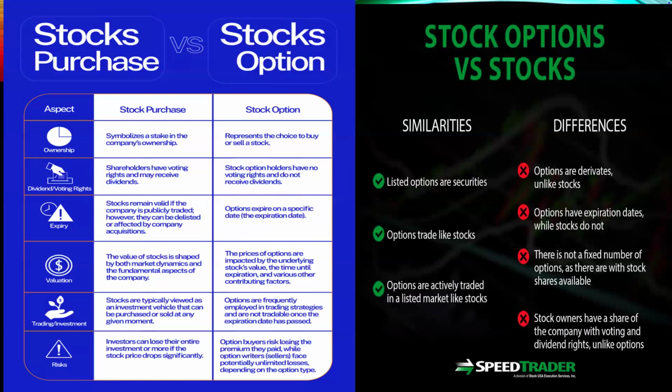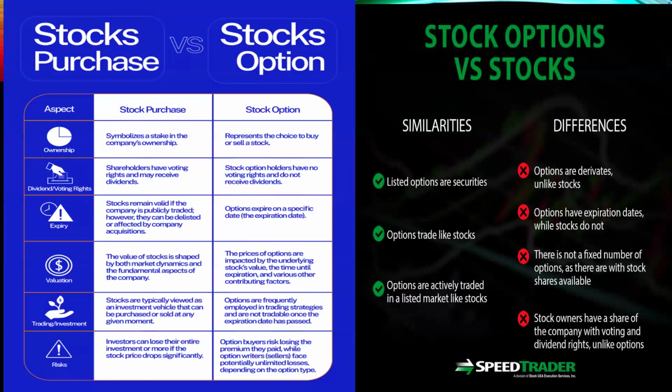The stock option valuation means the way the money of the stock option moves is based on the underlying value, which is the price of the stock at that time. Then the time that you give yourself for the expiration, because that's a big factor. And then after that, the various other contributing factors. That's how you value the stock option compared to just having a stock.